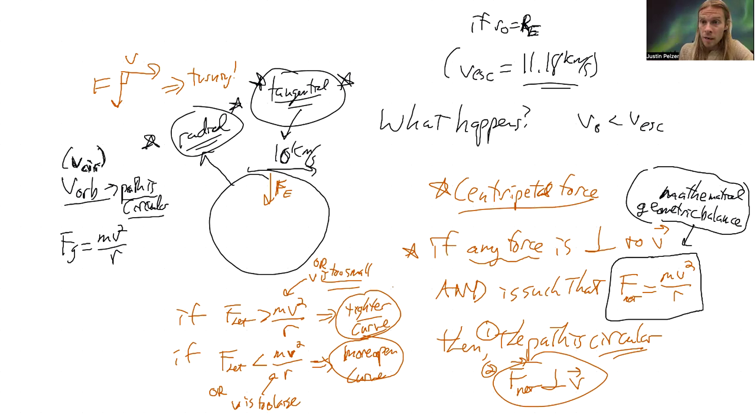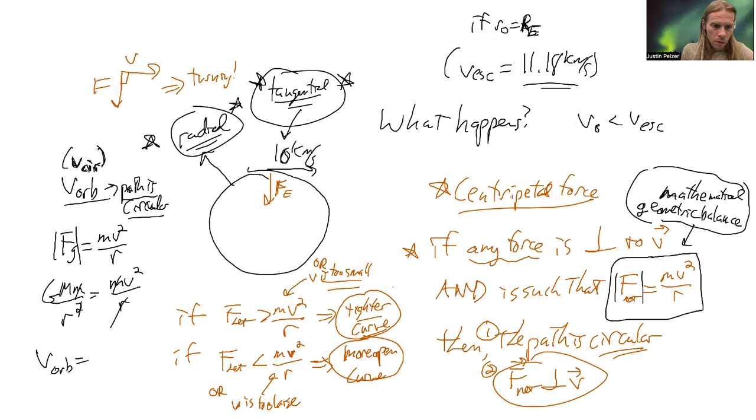And in this case, our net force is just gravity. And we set that equal to mv squared over r. This is absolute value, by the way, because we just need the magnitude. It's just a mathematical magnitude of force equals this. This isn't a vector equation. It's just a mathematical scalar equation. So one of these r's cancels, and we get v orbit equals the square root of GM over r.